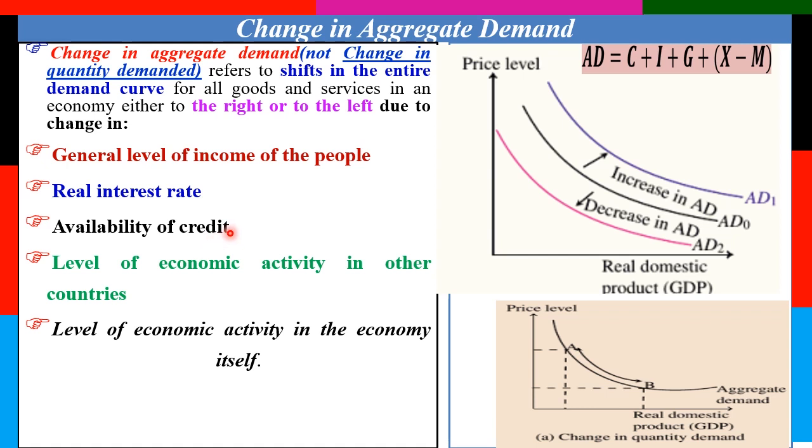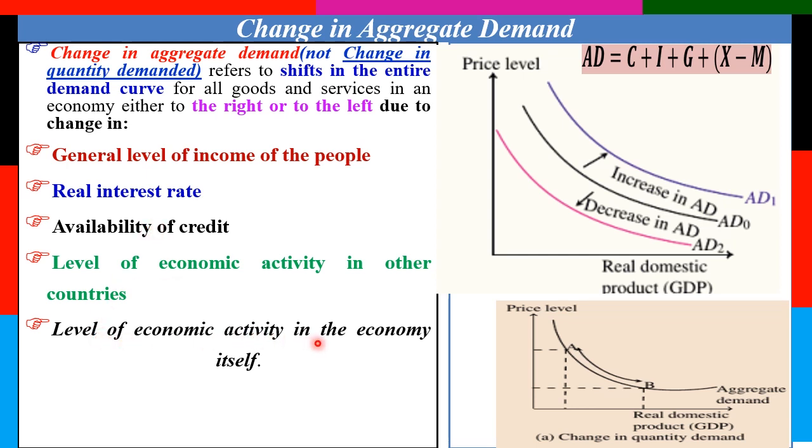Again, it depends on what? The magnitude. If the credit is available, aggregate demand is increasing, shifted to the right. If the credit is not available, the aggregate demand is decreased, so it is shifted inward. The level of economic activity in other countries can affect the aggregate demand positively and negatively, similar to the above.